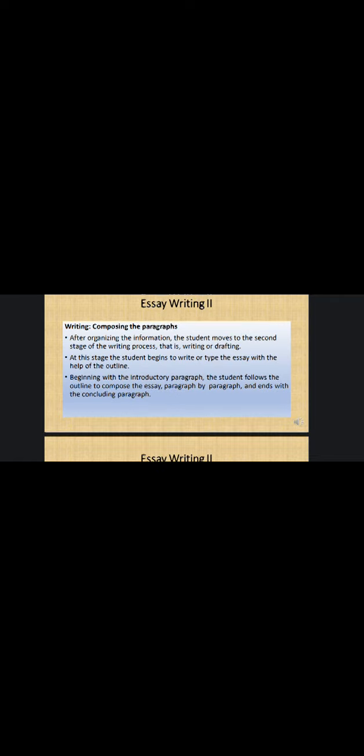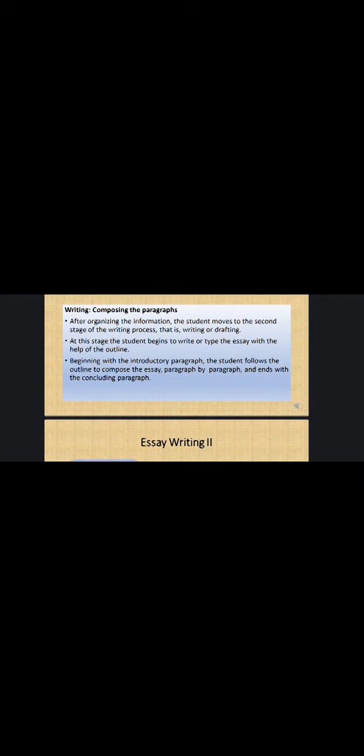After organizing the information, the student moves to the second stage of the writing process, that is writing or drafting. At this stage, the student begins to write or type the essay with the help of an outline. Do you get it? Beginning with the introductory paragraph, students should follow the outline to compose the essay, paragraph by paragraph, and end with a concluding paragraph. So now that you are done with analyzing the essay title and everything, you're coming to follow the outline.